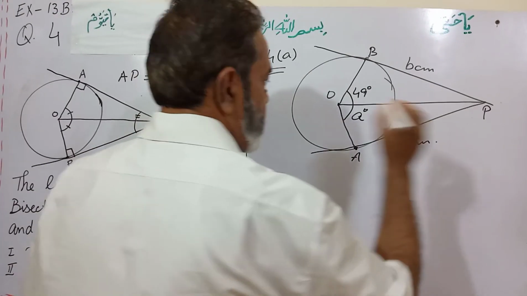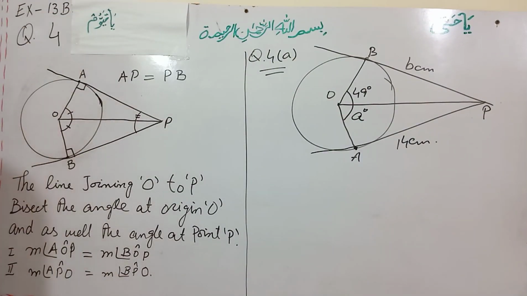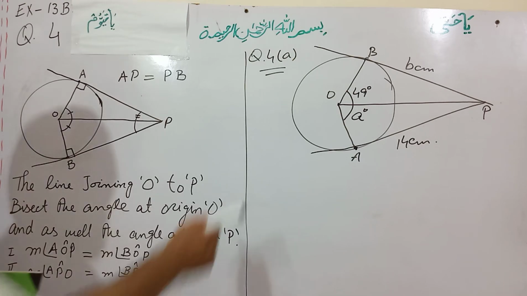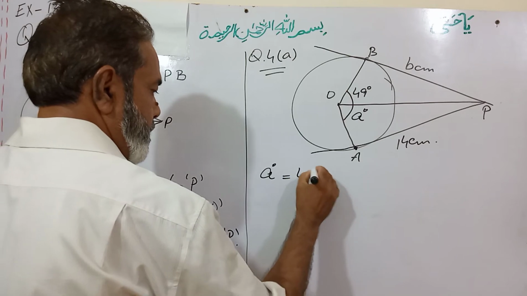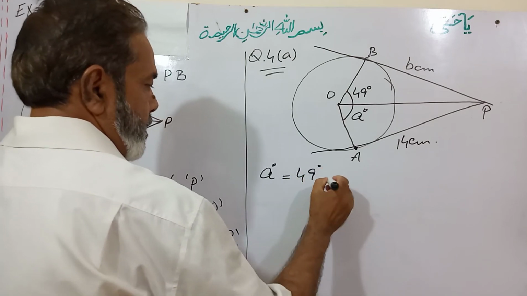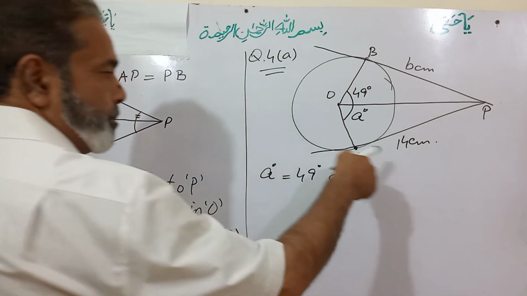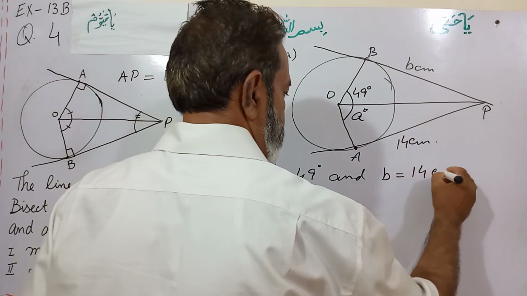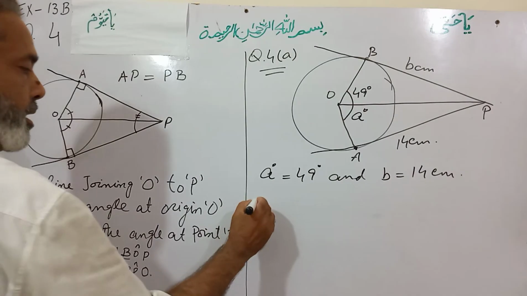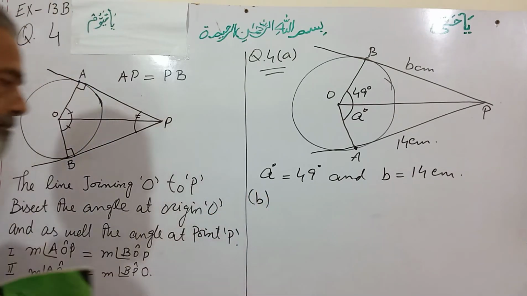So very simple. According to this property, a is equal to 49 and b is equal to 14 centimeters. This is the A part. Now this is the B part.